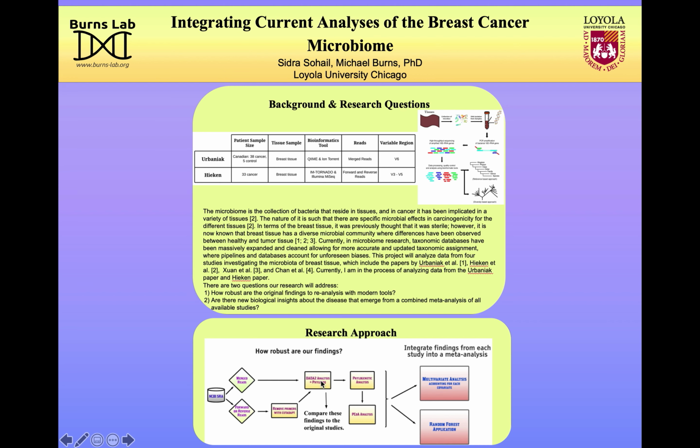After this, we can go to the phylogenetic analysis and then principal coordinate analysis. And then when we complete this for each individual study, we can combine our findings from all 4 of the studies into a meta-analysis through multivariate analysis and a random forest application. So this part will help to integrate our findings from each study into a meta-analysis.